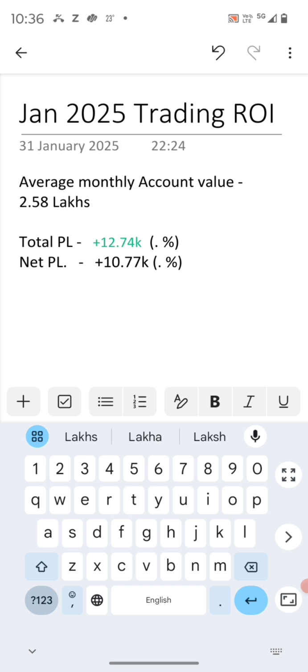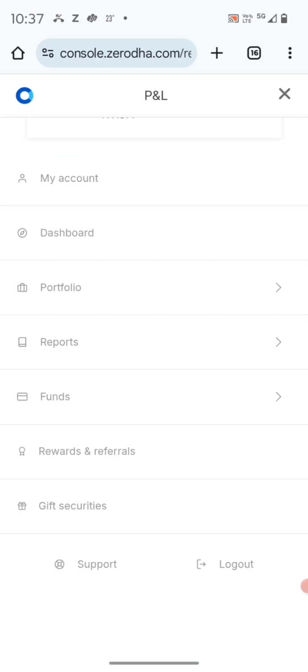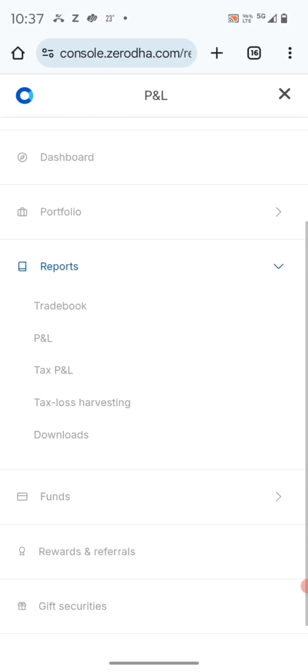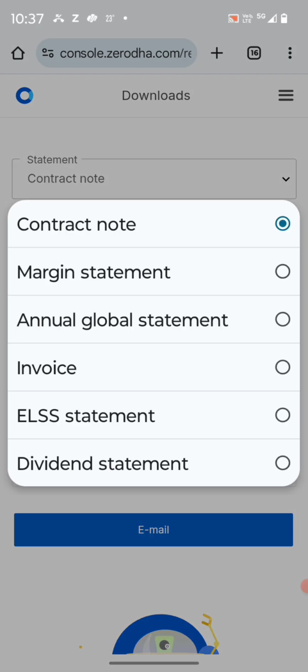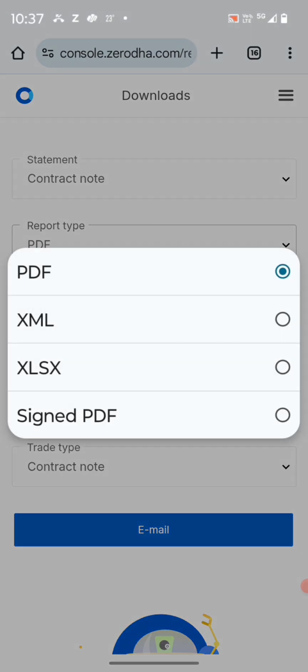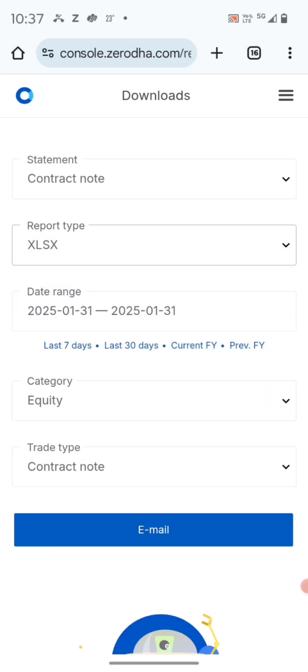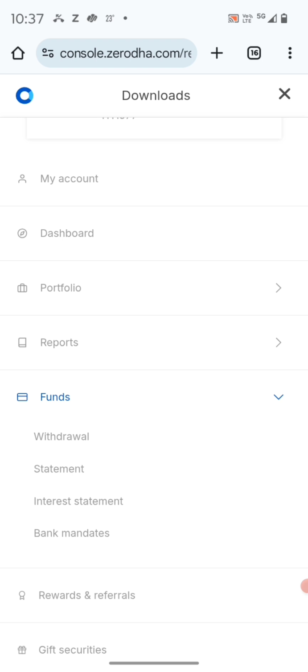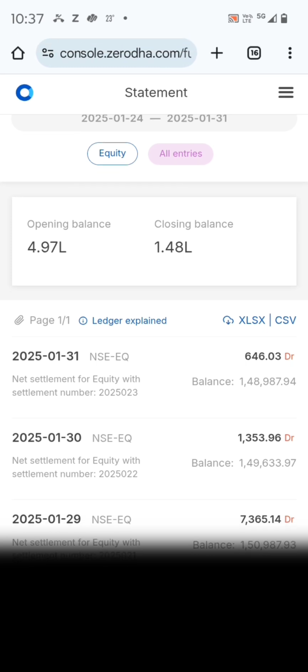But to give you an overall picture of how we got it, you again go to console, Zerodha console, and you go to the section that says reports, and from there we can go to downloads, and in the download select contract note and select your date range, which is the past 1 month, and it's better that you download in Excel format. Either you do that, or you can also go to the section called funds, and from here go to the statement section, and there you have it, a detailed statement on a daily closing basis.